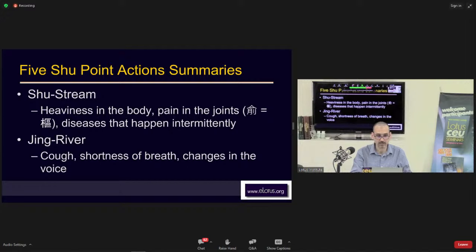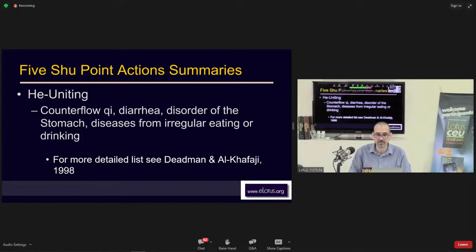The Jing River points treat cough, shortness of breath, like because they're metal. Changes in the voice, and we'll see changes in the voice. There is some deeper meaning to changes in the voice we'll get to. And the He Uniting points treat counterflow qi, diarrhea, problems of the stomach, and we'll see why problems of the stomach. It's not just random. And diseases from irregular eating or drinking. And again, for more of these details, you have the source.